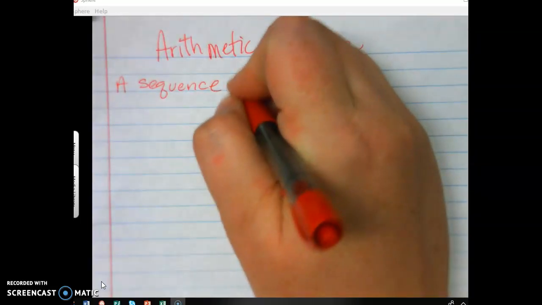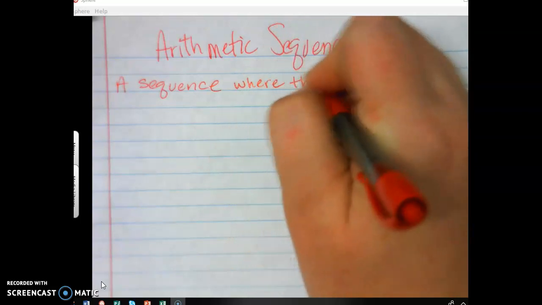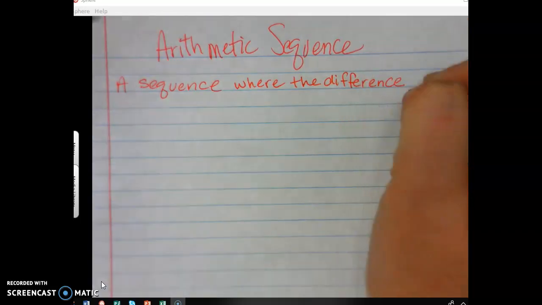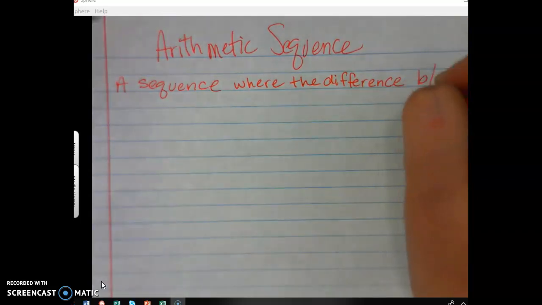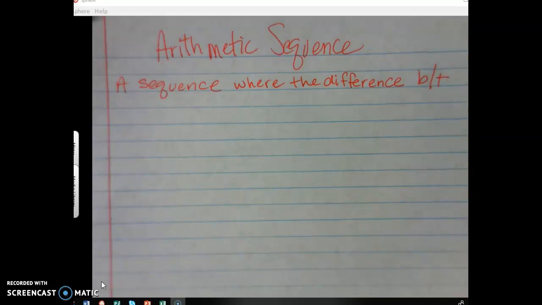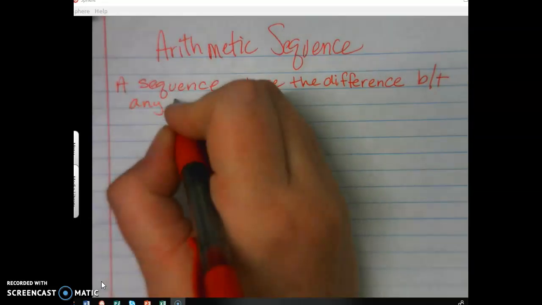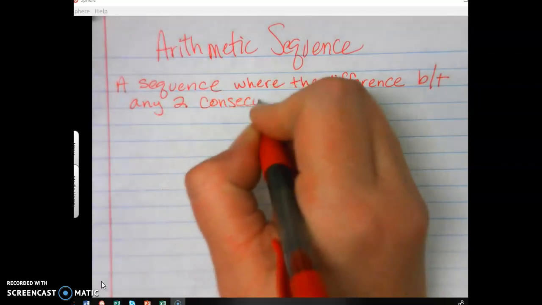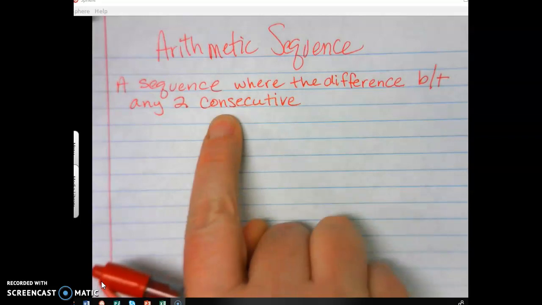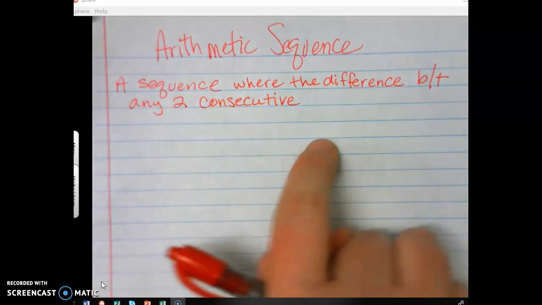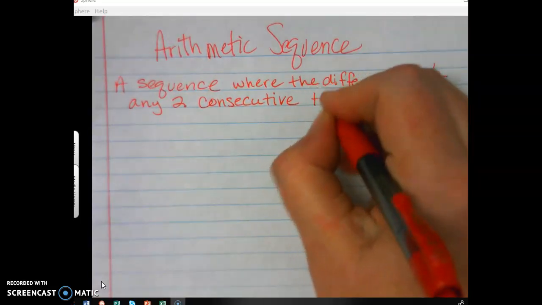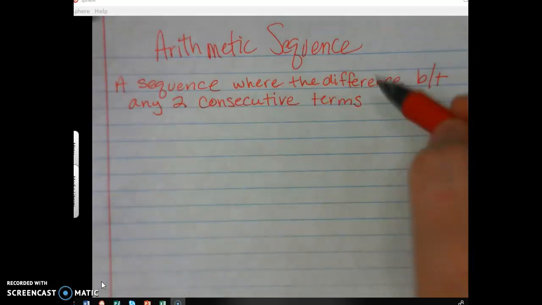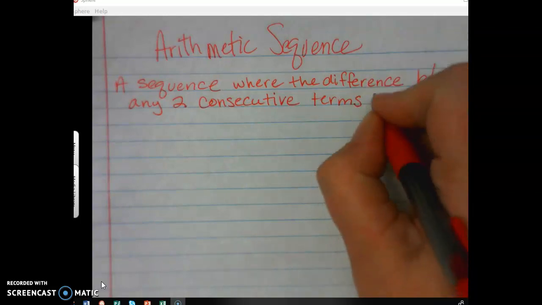where the difference, and I'm going to abbreviate, between any two consecutive terms. This word means side by side, like two in order. A sequence where the difference between any two consecutive terms is constant.